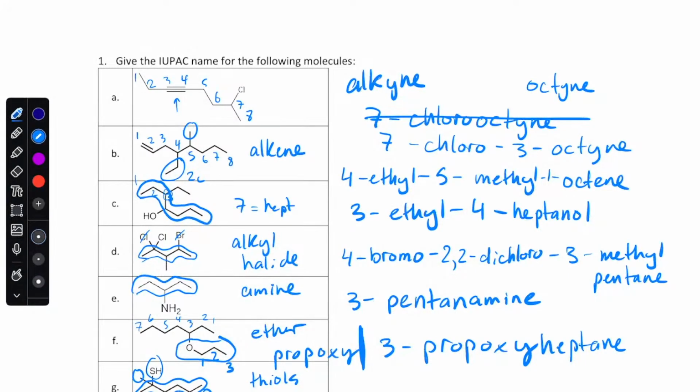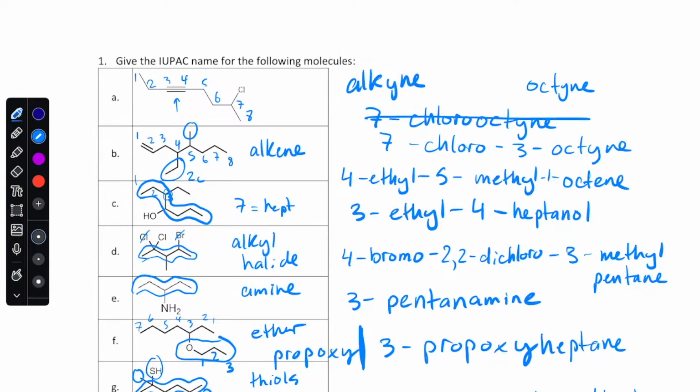And what we want to do is give the lowest possible number to the SH, because it's part of the name. And we do that by starting from the left. And that would put number 2 where the SH is. Okay. So what this name is going to be called is going to be a hexane thiol. Not a very inventive name for it. It's hexane with a thiol on it. And we have to give the position of that, and that's going to be on position 2.